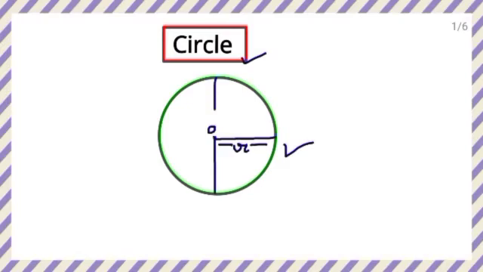This is also radius. All the lines from the center to a point on the boundary are called radius. All are radius. So this is the center O, and from the center to a point on the boundary is called radius. We denote it by R. Clear? This boundary, the entire length of the circle, is called its circumference. What do we call it? Circumference.